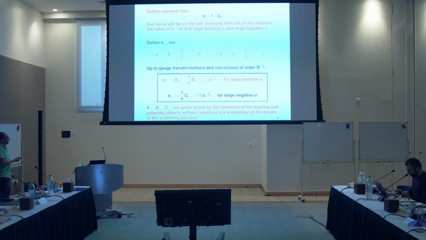The main point that I will try to emphasize is that this a mu nu, b mu nu and c mu nu, these coefficients, are given solely by the momenta of the ingoing and the outgoing objects, and this does not require any knowledge of the details of the scattering process. It could be a supernova, it could be a binary black hole merger, it could be a collision. It does not matter what it is, as long as you know the initial momenta and the final momenta of the various objects which come in and go out, you can determine a mu nu, b mu nu and c mu nu, and I will give the formula for these in the next slide.